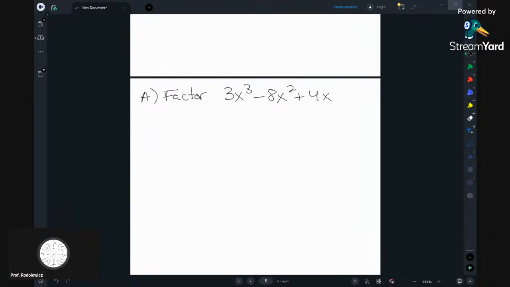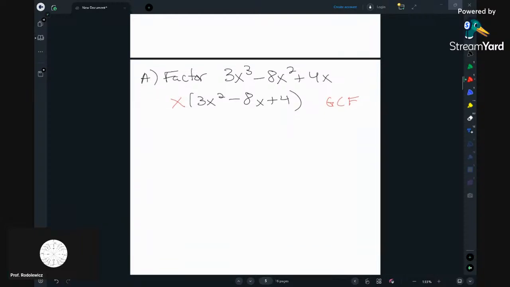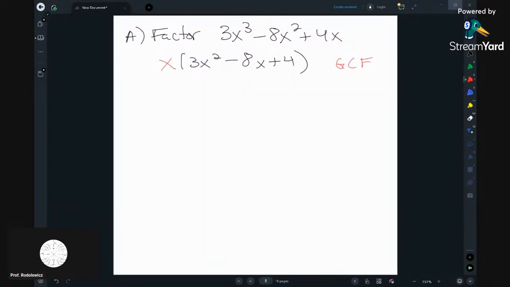What's the greatest common factor in those 3 terms? X. So we undistribute it. You get 3x squared minus 8x plus 4. Just a reminder, that's a GCF. Now we're going to look at 3 terms, called a trinomial, and I'm just going to review the strategy.